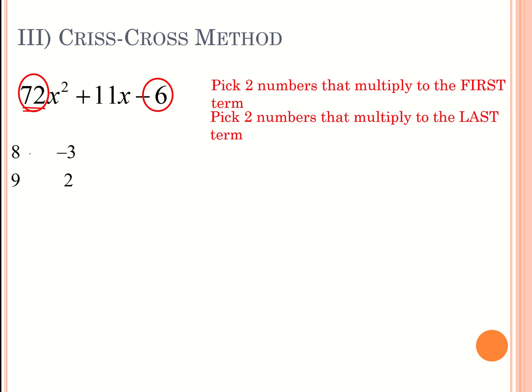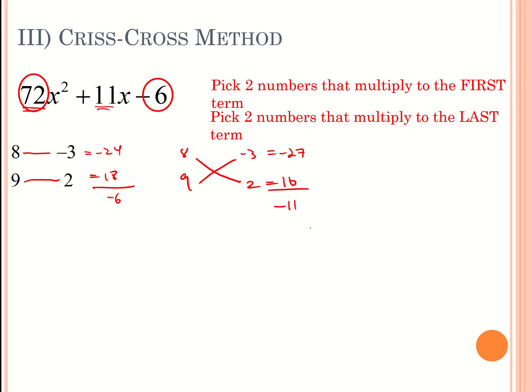So now you pick those numbers, and you want to find a way to crisscross them to multiply and add to get you 11. For example, I can go 8 times negative 3 is negative 24, 9 times 2 is 18, and when you add these numbers you get negative 6. It doesn't give you 11. So you just continue. I'll go 8, 9, negative 3, and 2, and instead of multiplying sideways, I go diagonally. 8 times 2 is 16, 9 times negative 3 is negative 27, and if you combine this, it gives you negative 11.